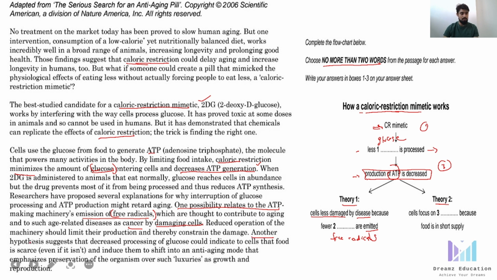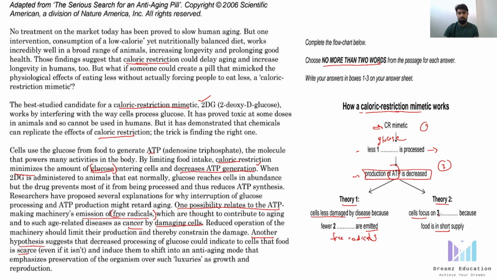So another hypothesis suggests. Okay, so that means it is theory 2. Cells focus on dash because food is in short supply. Cells are focusing on something because the food is in short supply. Okay, we'll read there. Hypothesis suggests, so decreased processing of glucose could indicate to cells that food is scarce. Okay, food is scarce. That means food is in short supply, correct? That is the place we have to read carefully to identify our answer, and include them to shift into anti-aging mode that emphasizes preservation of organisms.